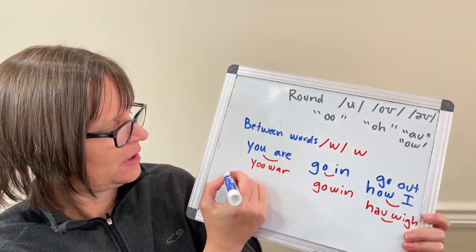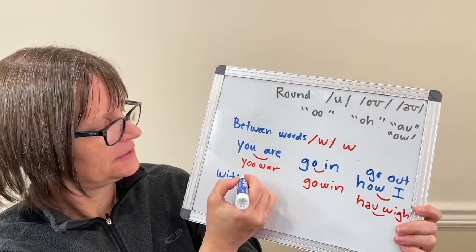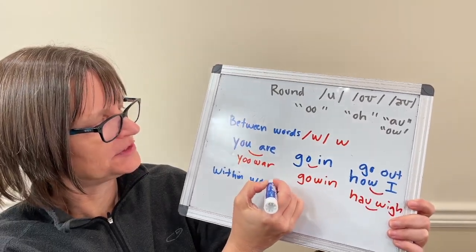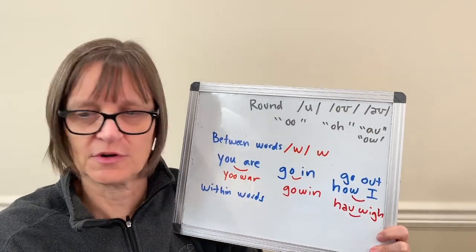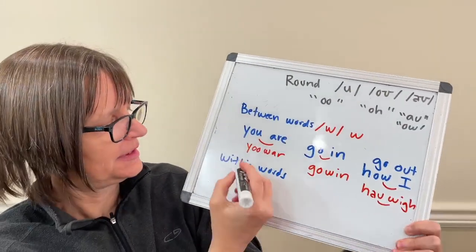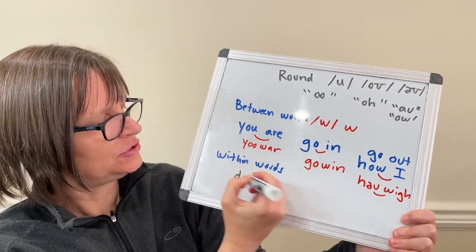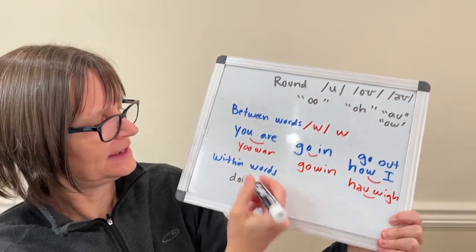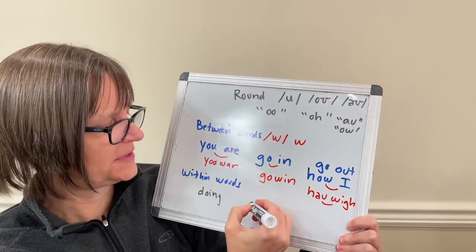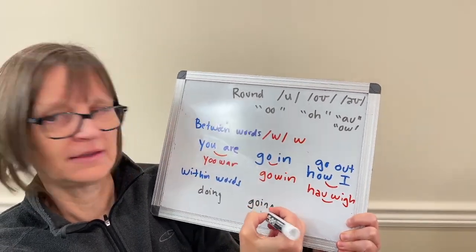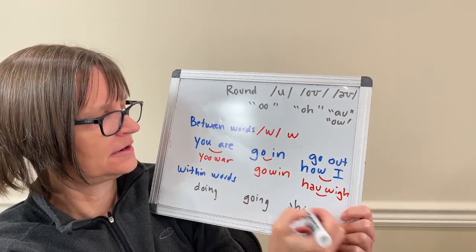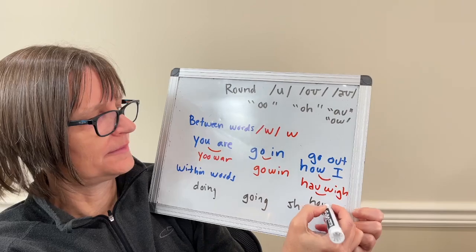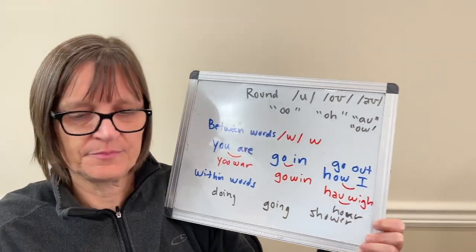and also within words. So let's look at some examples for this vowel-to-vowel linking for the w sound within words. We have, for example, here's my oo sound in do, doing. We also do it in something like going, or a word like shower or hour. So let's break these down.